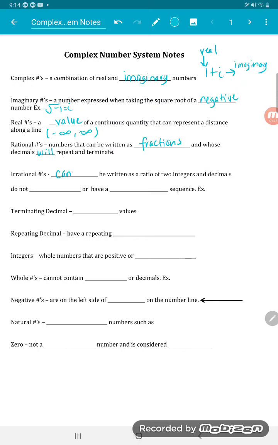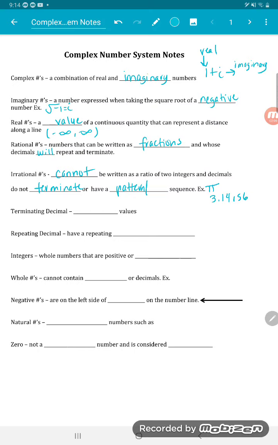Irrational numbers cannot be written as a ratio of two integers or as fractions, and decimals do not terminate or have a pattern or sequence. An example of an irrational number is pi. Pi is 3.14156, and it keeps going.